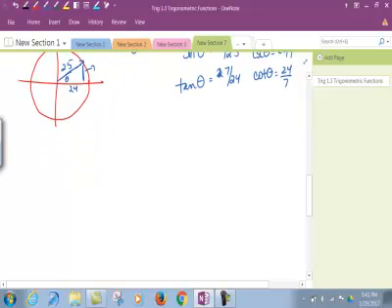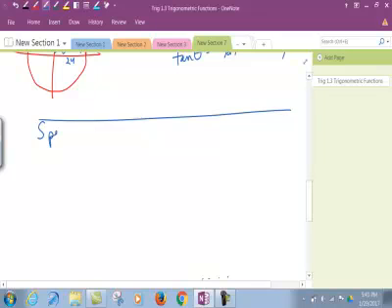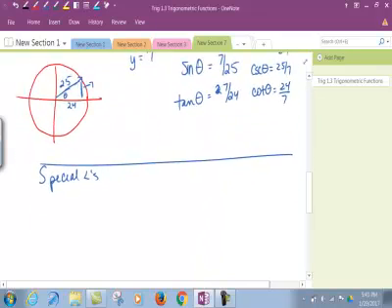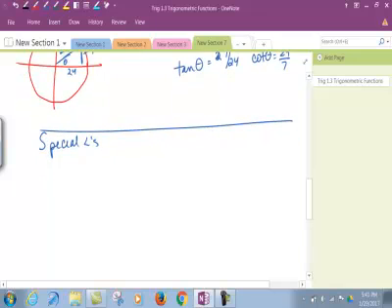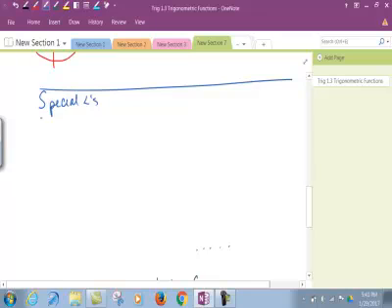Last thing I want to talk about before I finish this video is that there are some special angles that you've seen before where you do not need to know the terminal point, nor do you need to know one of the trig functions, to find all 6 of them. It seems remarkable, but it is true.